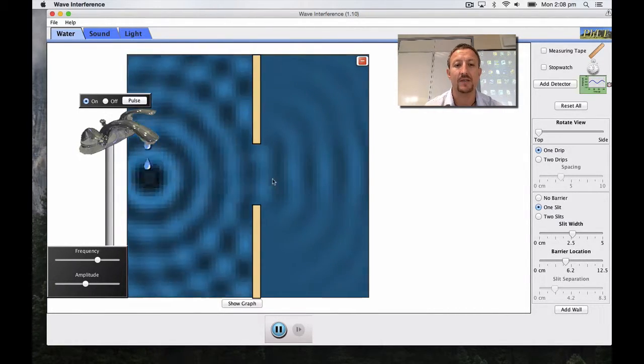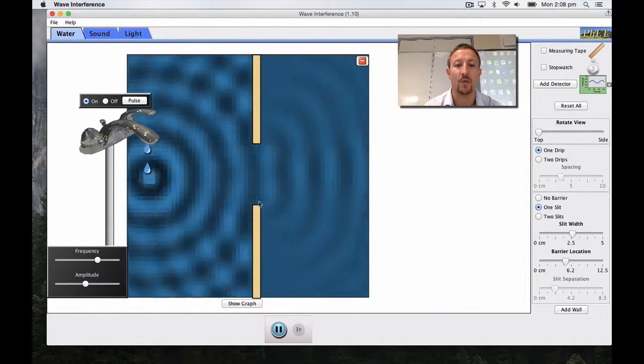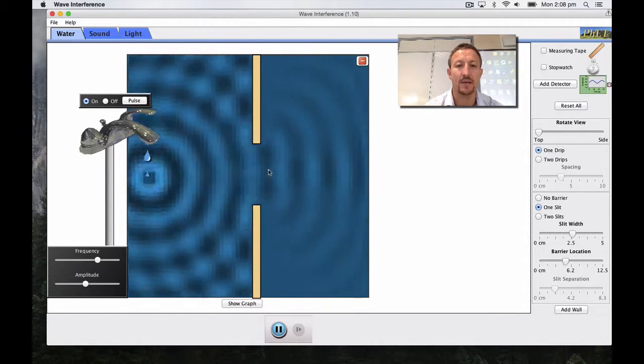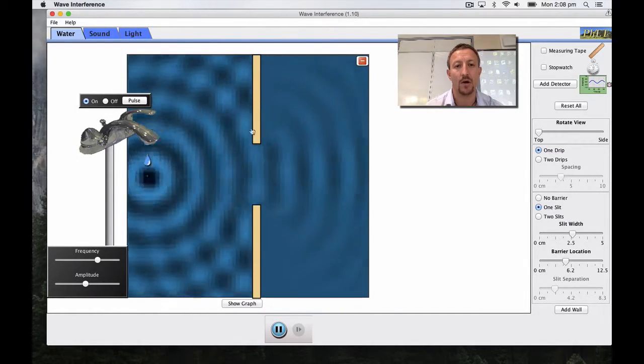So as it passes through, we get this undulation, and what we'll get is some reflection here, we'll get some reflection here, and we'll have a form of standing wave right in the middle here, which may increase the amplitude of the wave.